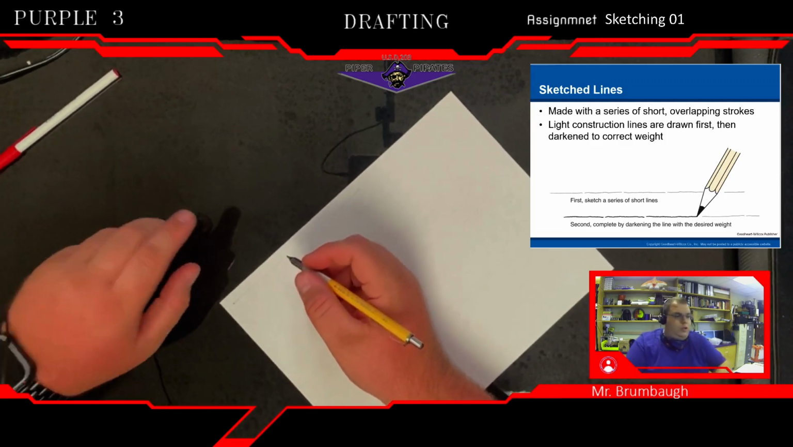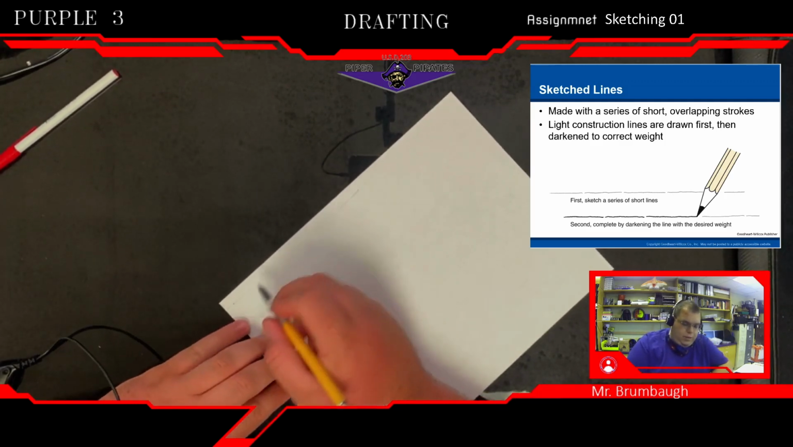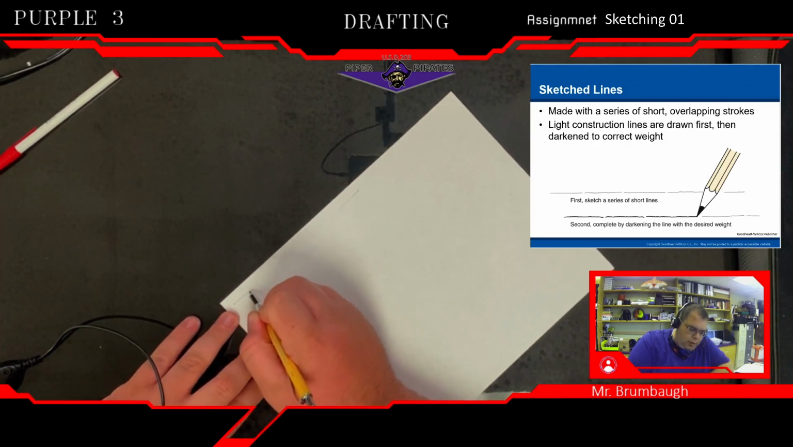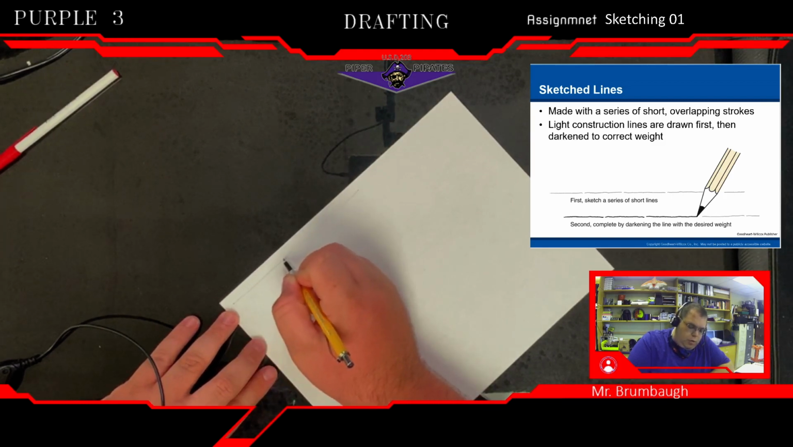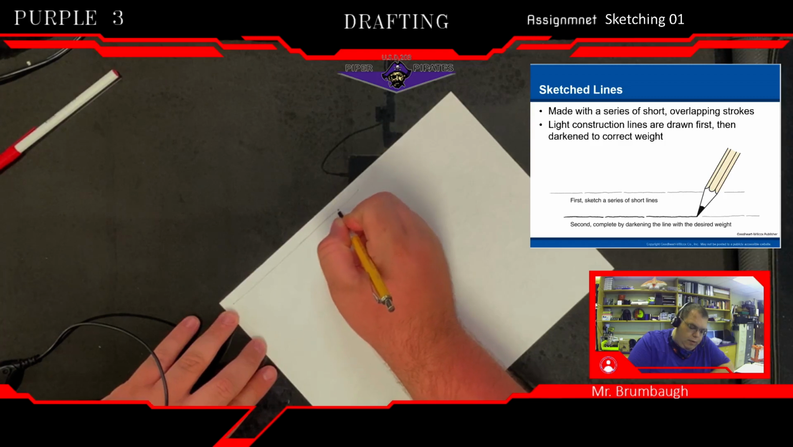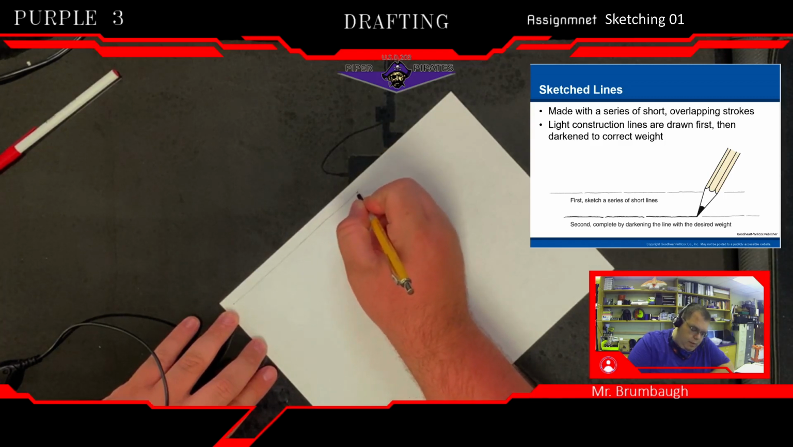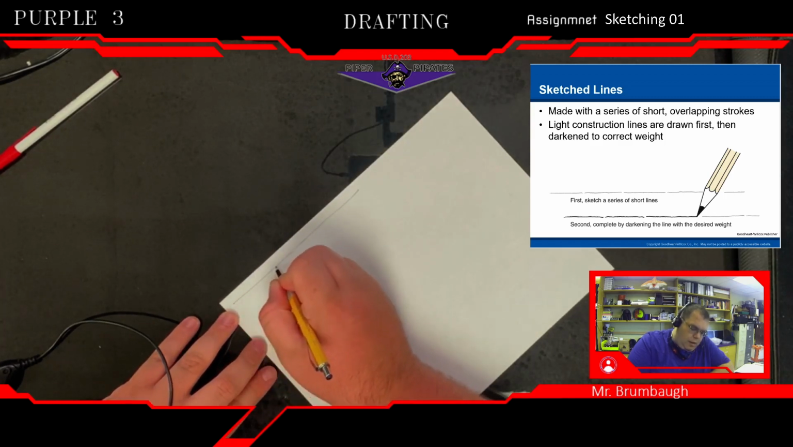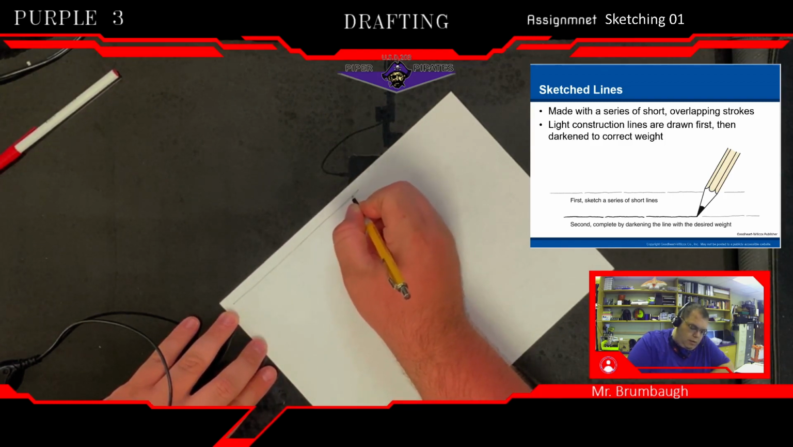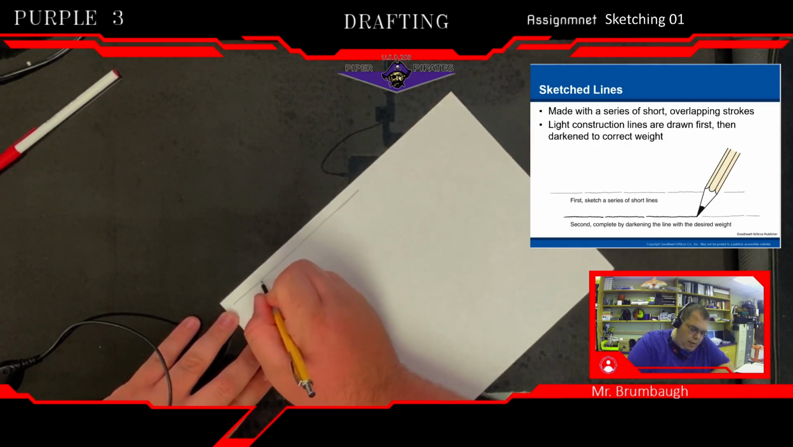And then once you have that first line done, come back and press just a little bit harder. Still overlapping, but use those lines as a guide to create a darker line over the top. And you notice the more lines I have down, the longer each stroke I make is.